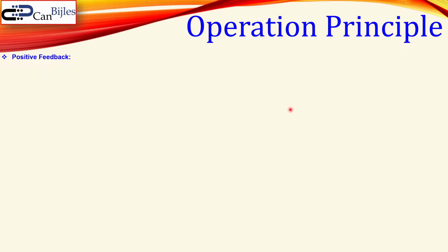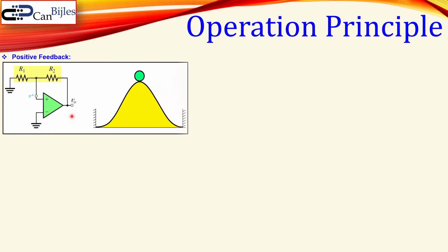Okay, first about the operation principle. We'll talk about the positive feedback that is necessary to have an oscillation. So we have here the general positive feedback configuration of an op-amp. You see here the op-amp and triangle symbol. You see here the positive feedback configuration. You see a part of that output using positive feedback will be then at this non-inverting input.